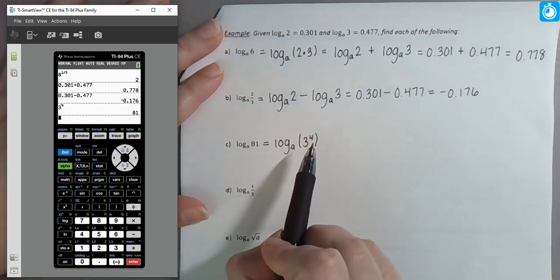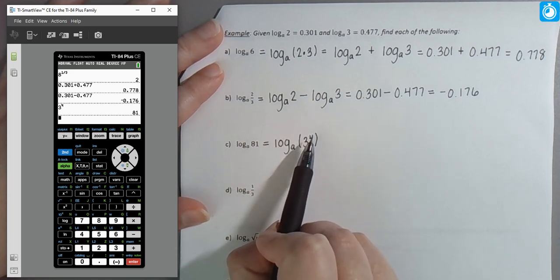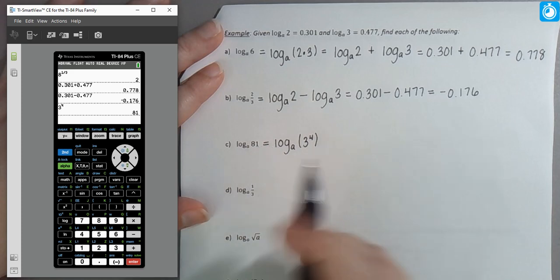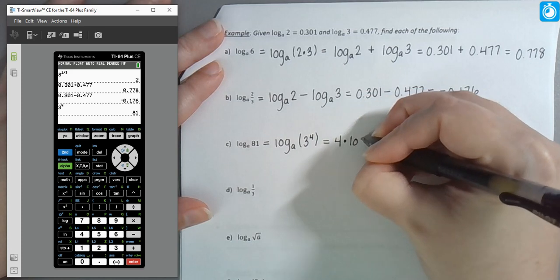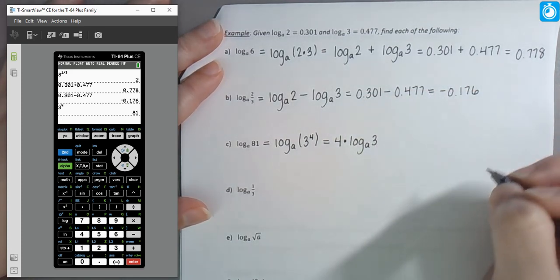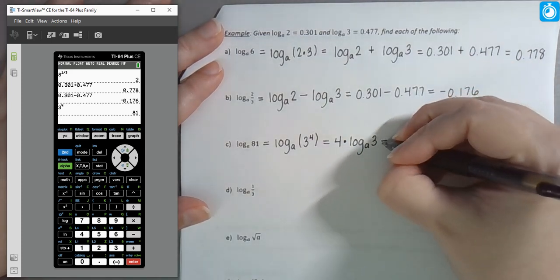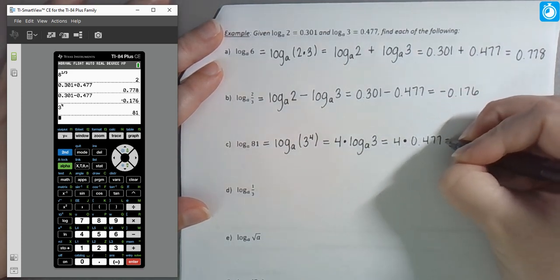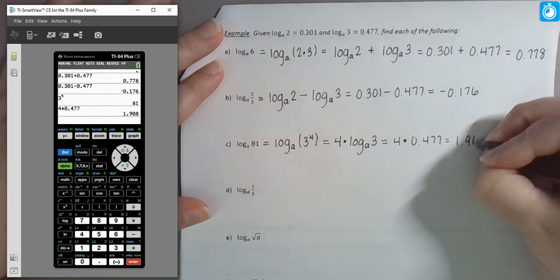And again, the benefit here is that now we have a logarithm rule that applies to this expression. As soon as we have an exponent inside of a logarithm, we have a rule that says we can bring that exponent out and it becomes a coefficient. So that becomes 4 times log base a of 3. This is something we have a value for. So now I can sub in my value based on what I was given. So that's going to be 4 times 0.477, and that's going to give me 1.908.